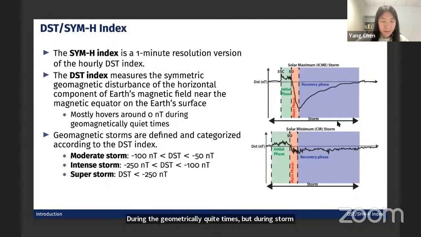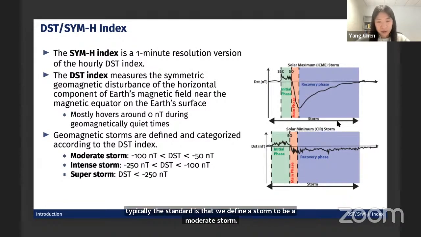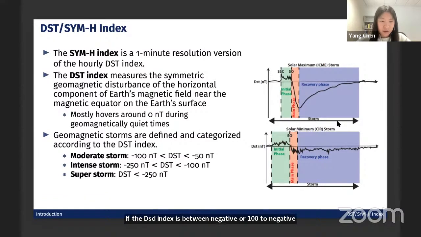And typically, the standard is that we define a geomagnetic storm to be a moderate storm if the Dst index is between -100 and -50 nanotesla, and define it to be an intense storm when the Dst index is between -250 and -100, and define it to be a superstorm when the Dst is below -250. So we have different kinds of geomagnetic storms.